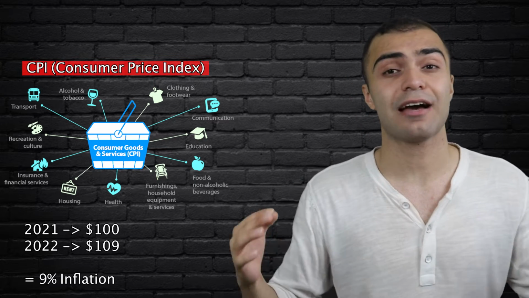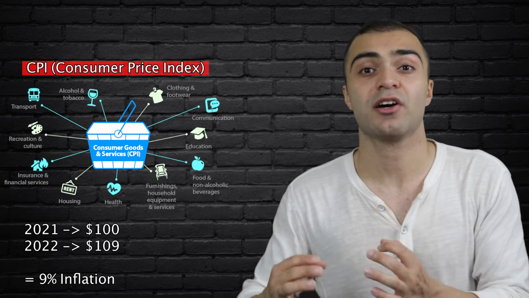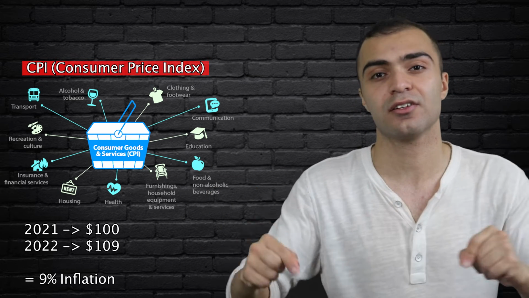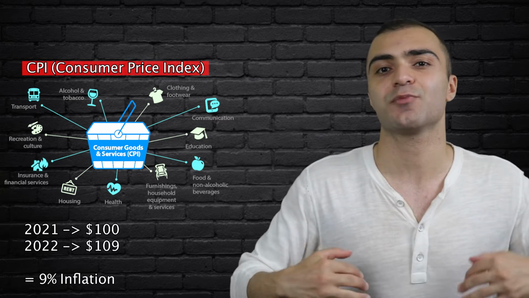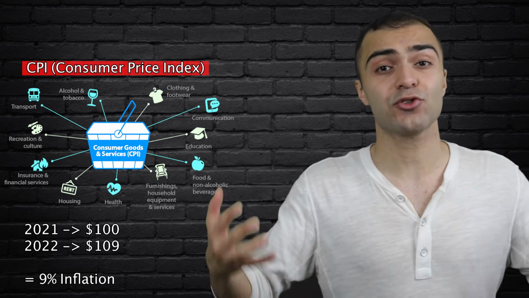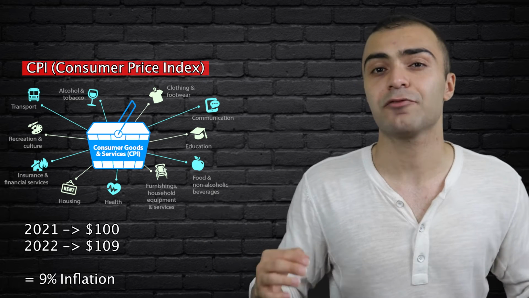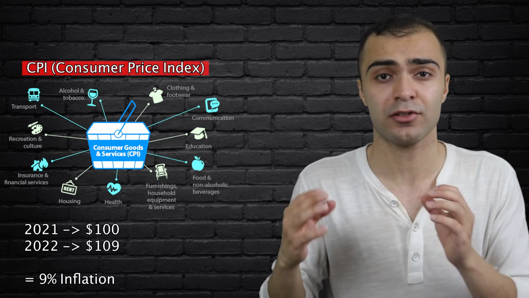Now, if, let's say, for example, a year ago this basket cost $100 to buy, but today in 2022 it costs $109 to buy, that means that there's been a 9% inflation. Because essentially, you're getting the same stuff as what you were getting last year. It's just that now you have to pay $9 extra per $100 that you're spending.